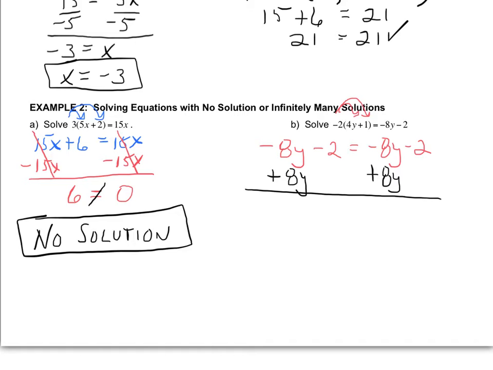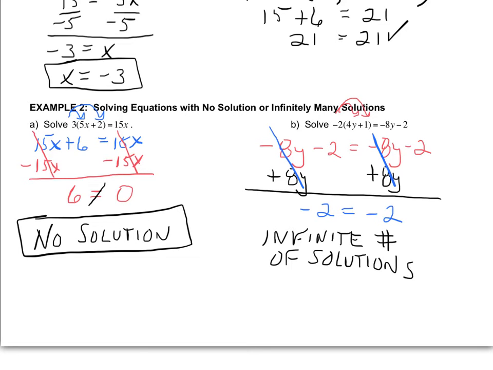This time notice what happens: when I take a negative 8y and I add 8y, I get 0. Negative 8y and an 8y equals 0. And I'm left over with negative 2 equals negative 2. Well, that is true. And because that is true, what that is telling us, and this is our solution, is an infinite number of solutions.